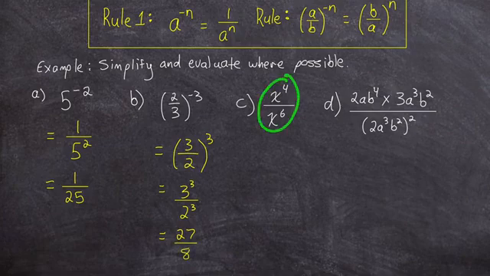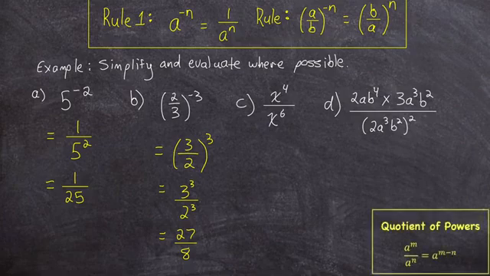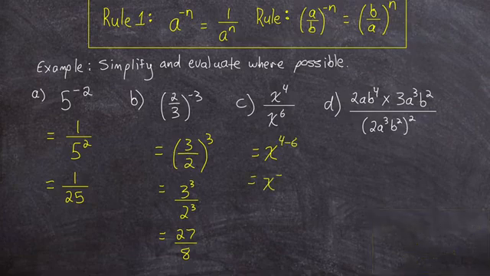And then in part C, I have a quotient of powers that have the same base. Using my quotient of powers rule, I know that I can write that as a single power by keeping the same base and then subtracting the exponents, 4 minus 6, making this equal to x to the power of negative 2. And then to simplify this so it doesn't have a negative exponent, I write its reciprocal with a positive exponent, so 1 over x to the power of positive 2.